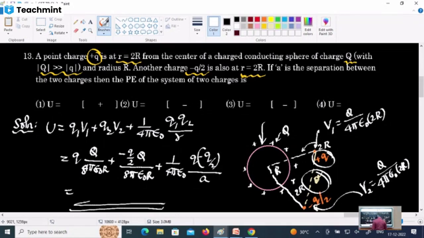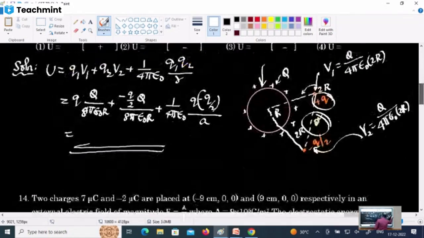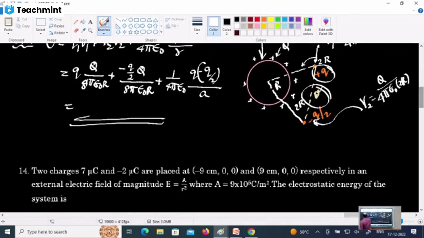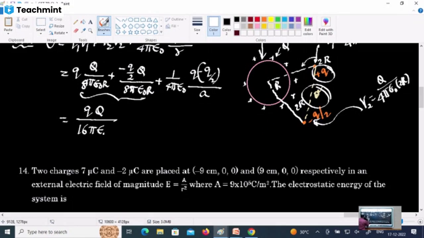Probably that will take some time for me to solve it. Okay, we'll solve it. So this is Q divided by 8 pi epsilon naught, this is Q divided by 16 pi epsilon naught. So these two together give you capital Q divided by 16 pi epsilon naught. And this one will give you minus Q square divided by 8 pi epsilon naught A.